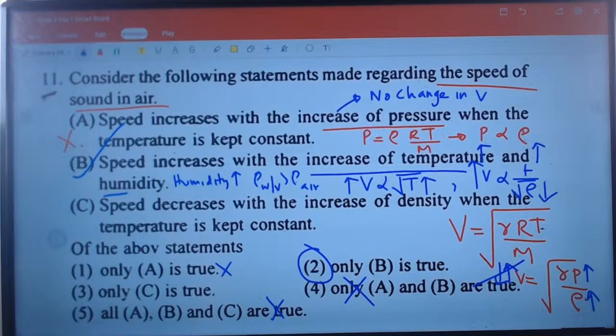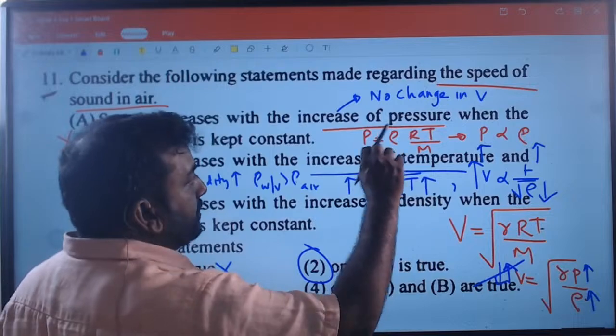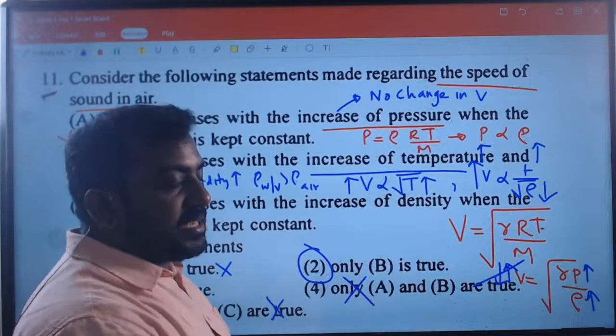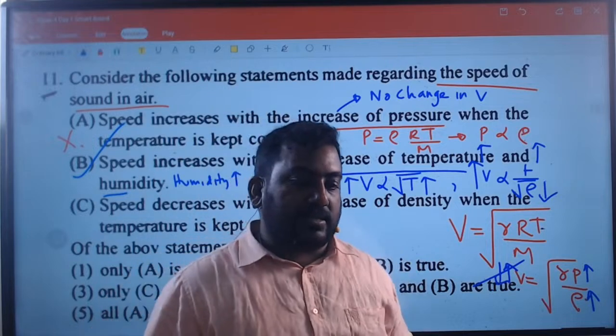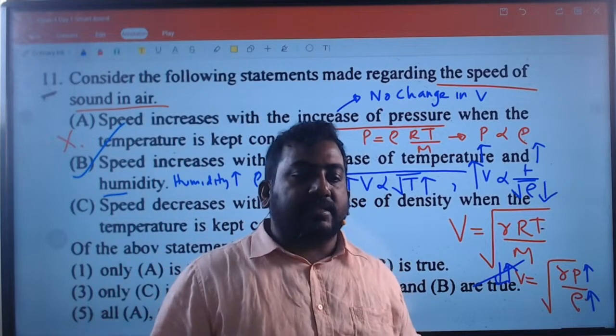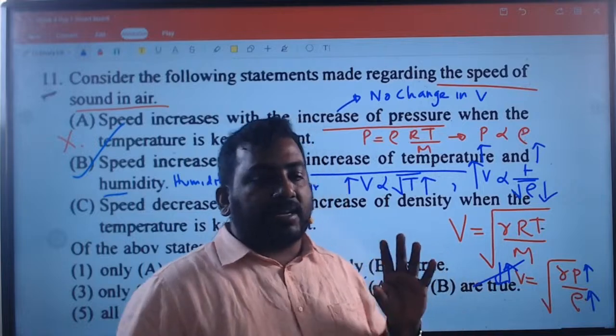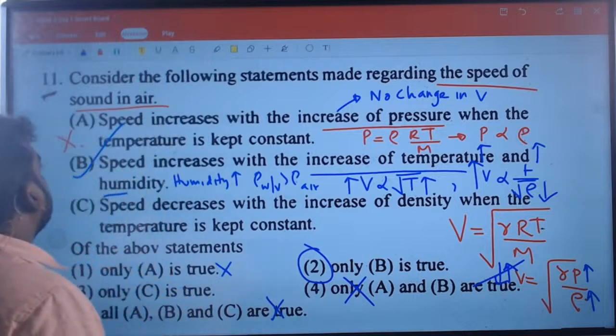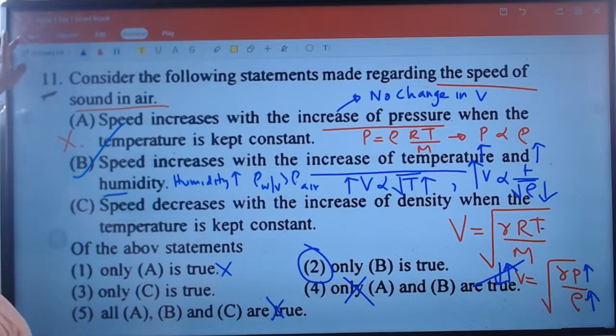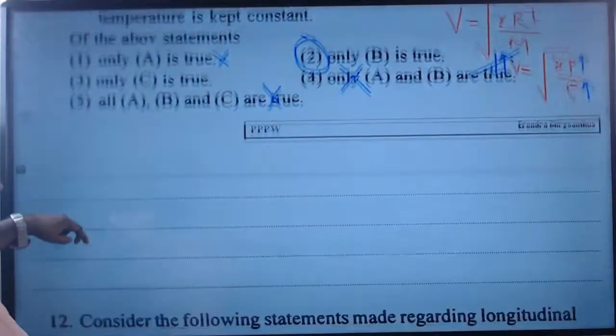Question 11, answer number 2. That is one sentence to remember: when pressure changes, the velocity of sound in air will not change. Okay, moving on.